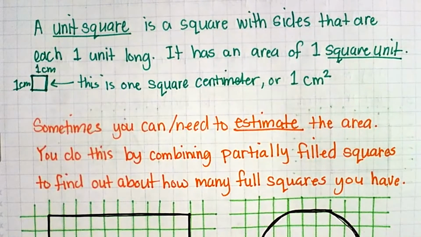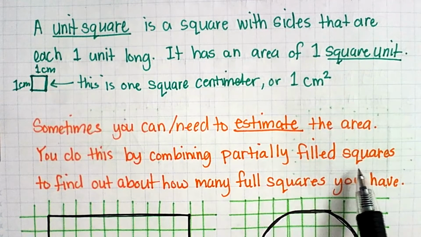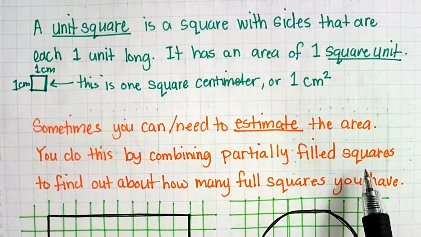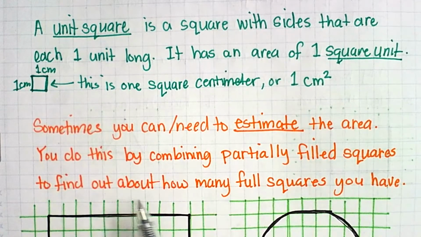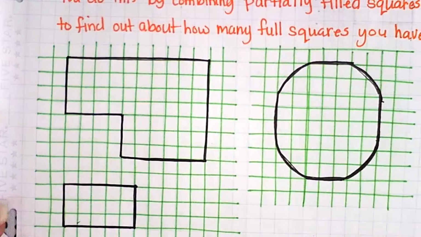Now, sometimes, just like we were talking, you need to estimate the area. You do this by combining the partially filled squares, the ones that only have part of them filled in. You put them together to find out about how many full squares you can make. So we're going to find the area of a couple shapes together.